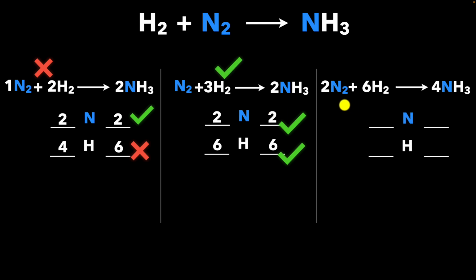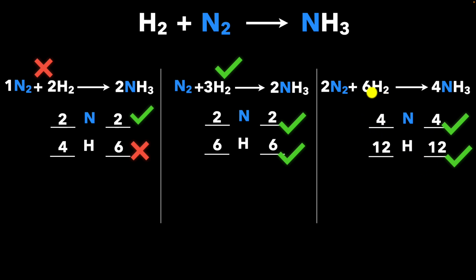Well, again, let's see. Nitrogen. We have 2 times 2, which is 4 on the left, and 4 times 1, which is 4 on the right. Okay, that's good. And we have 6 times 2, that is 12 on the left, and we have 4 times 3, that is 12 on the right. So that works out. So is this equation also balanced? Well, technically, the law of conservation of matter holds.